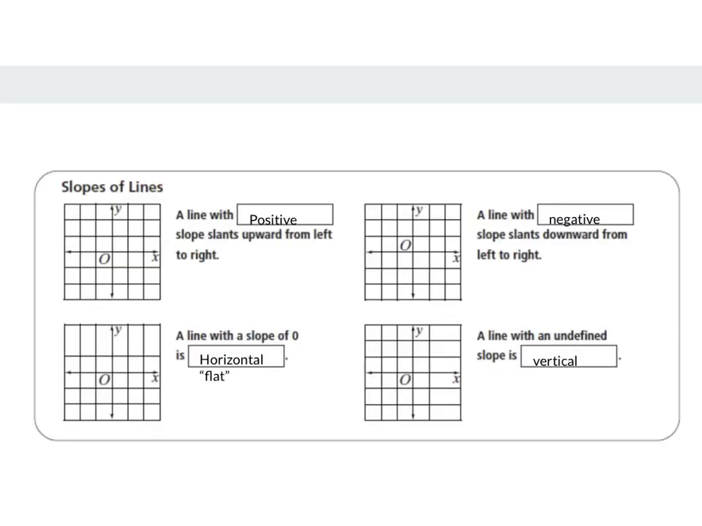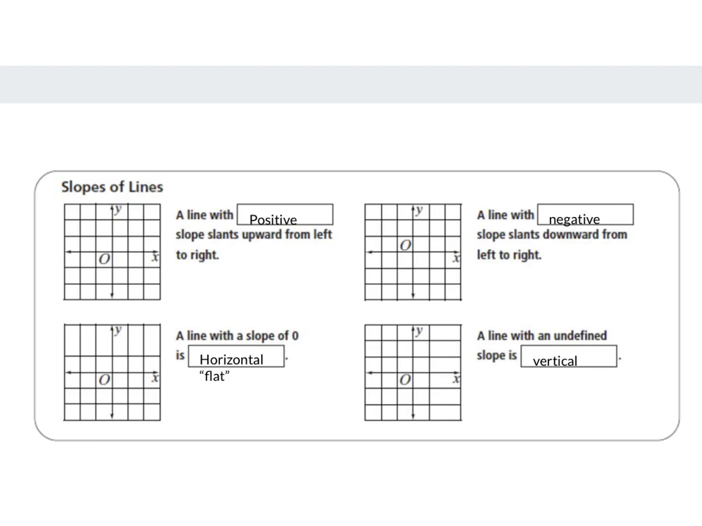So slopes of lines: a line that slants up from left to right is a positive slope. A slope that slants down from left to right is a negative slope. We also have two other types of slope. A line with a slope of 0 is horizontal or flat. So the slope is 0. Please avoid saying no slope. It does have a slope. It has a slope of 0. And again, we'll talk about 0 being a number, so don't forget that.